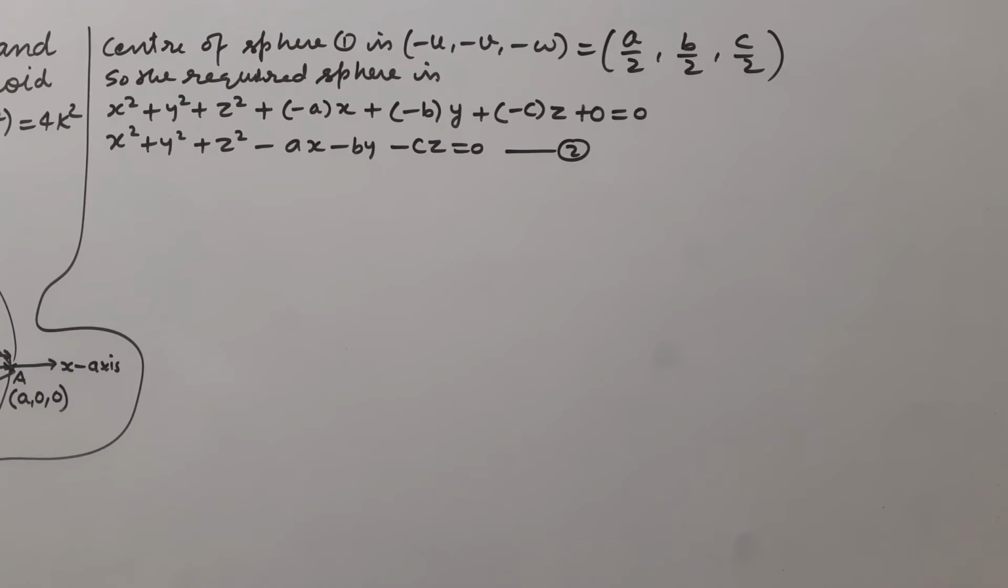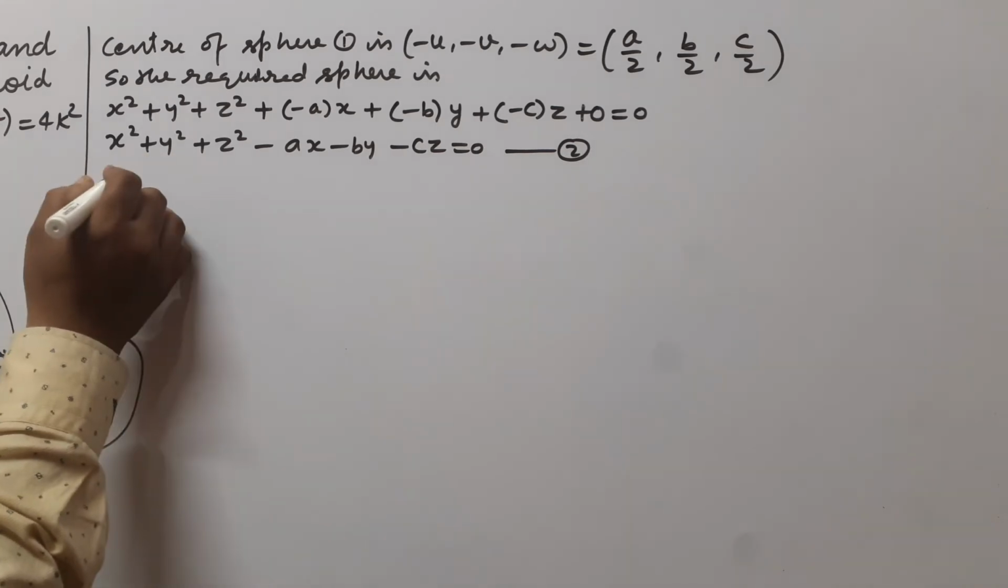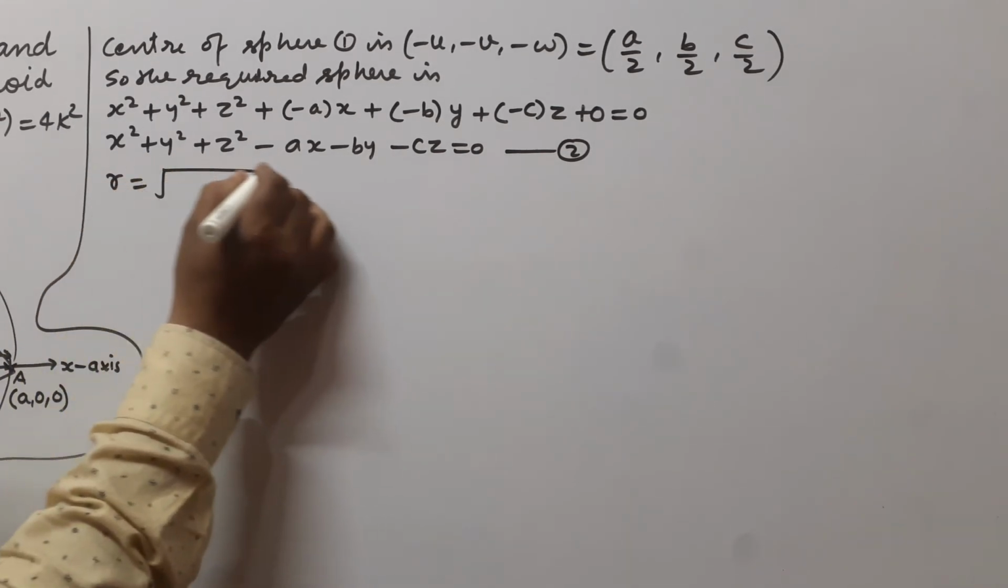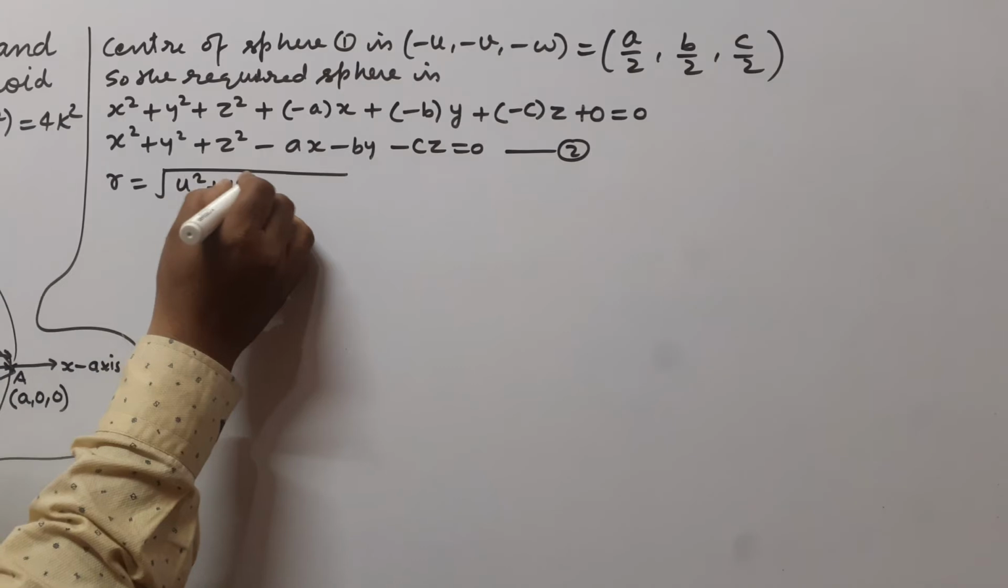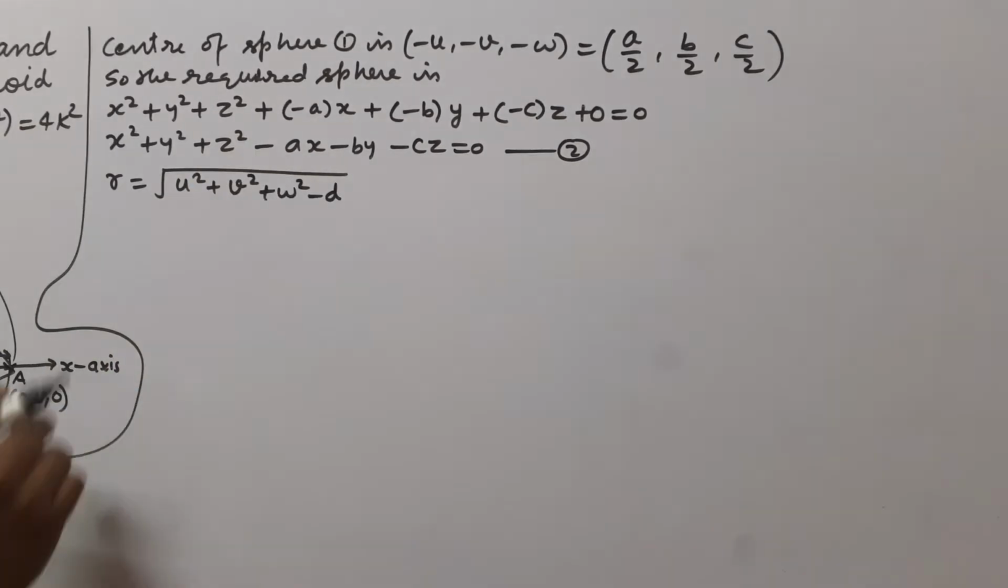So here we have to find that the centroid of the triangle ABC lies on the sphere 9 times x square plus y square plus z square is equal to 4k square. And it is also given that a sphere of radius k passes through the origin. So the radius of the sphere second can be found from the formula r is equal to under root u square plus v square plus w square minus d. This is the radius of the general equation of a sphere.